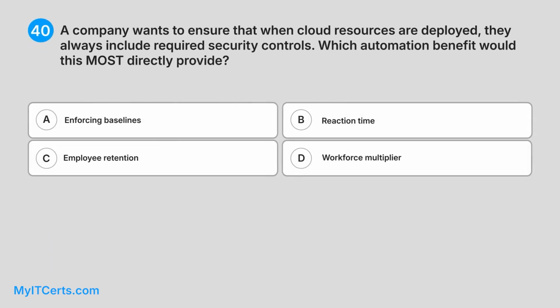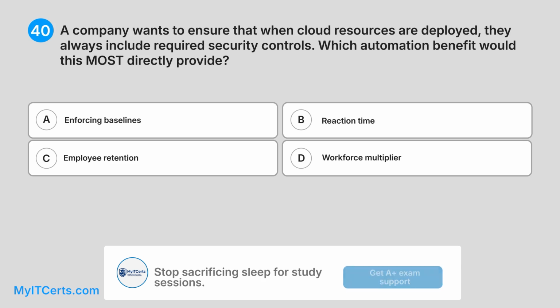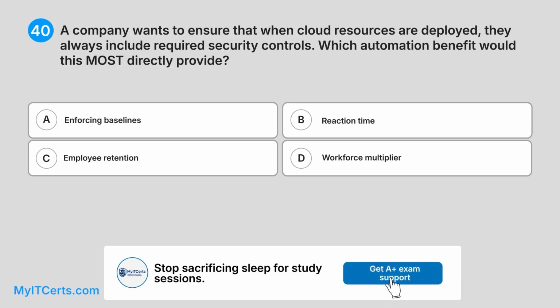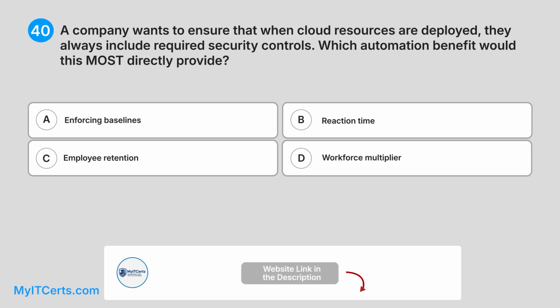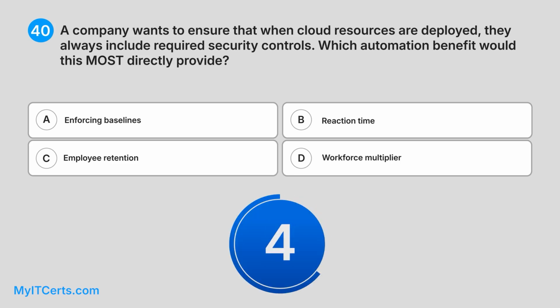40. A company wants to ensure that when cloud resources are deployed, they always include required security controls. Which automation benefit would this most directly provide? A. Enforcing baselines. B. Reaction time. C. Employee retention. D. Workforce multiplier. Can you guess the answer?